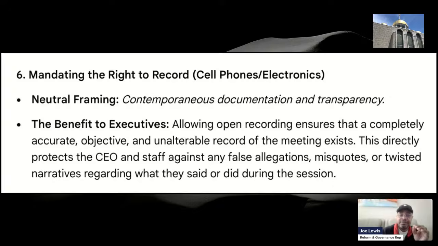But it directly protects the CEO and staff against false allegations, misquotes, or twisted narratives regarding what they said or did during the session. You have evidence everywhere. All these delegates, everyone. And if no one has a recording, then that raises a suspicion, right? Nobody has a recording, all these people that were there, it raises a suspicion. Next frame, please.